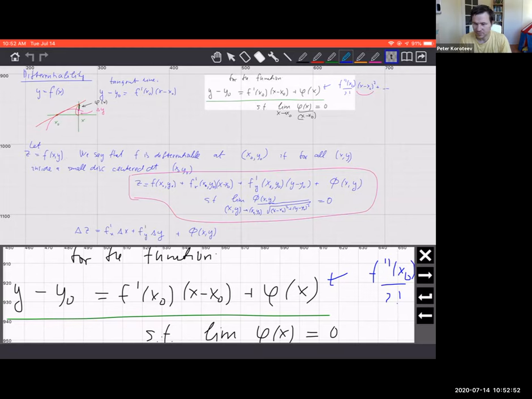Operator, which operator? No, phi is not an operator, phi is a function. Okay.